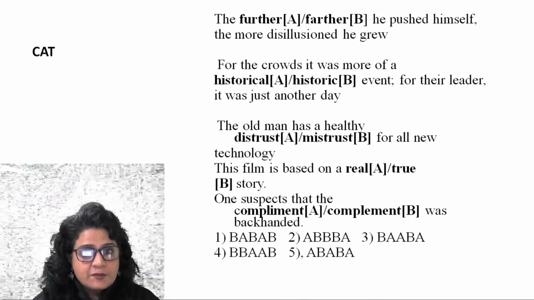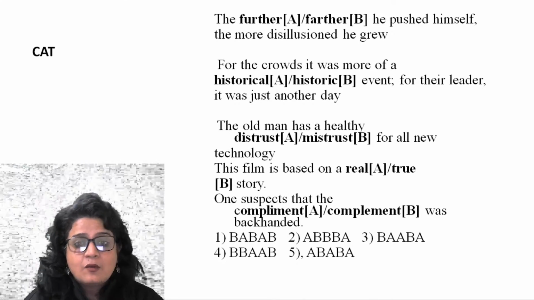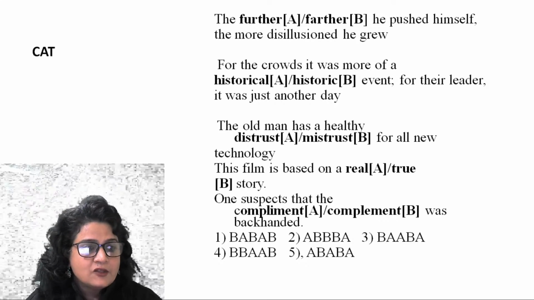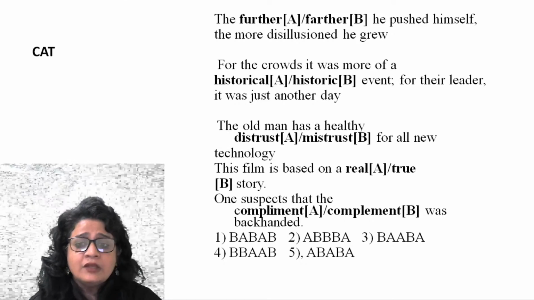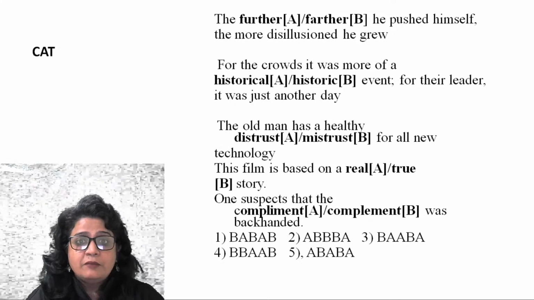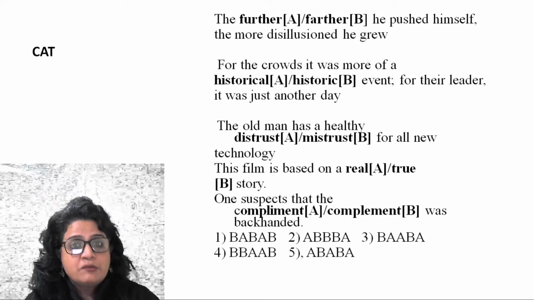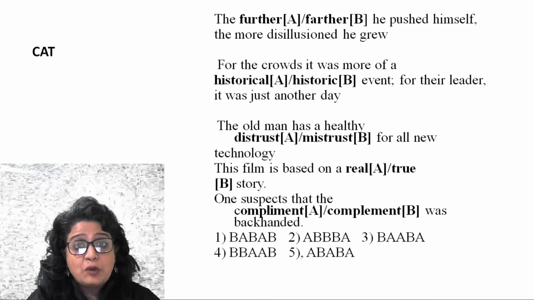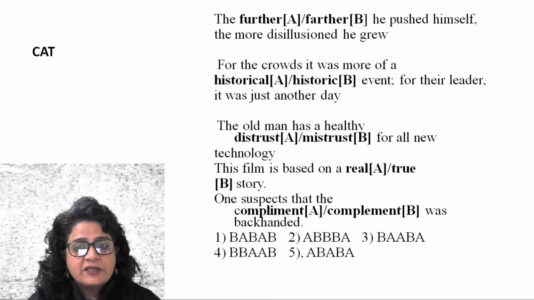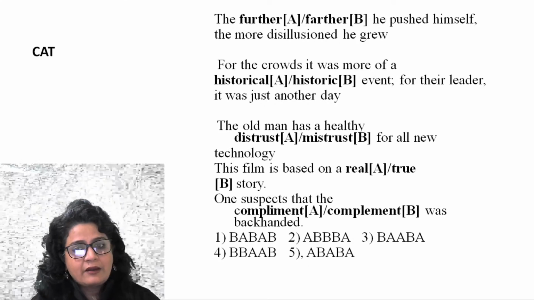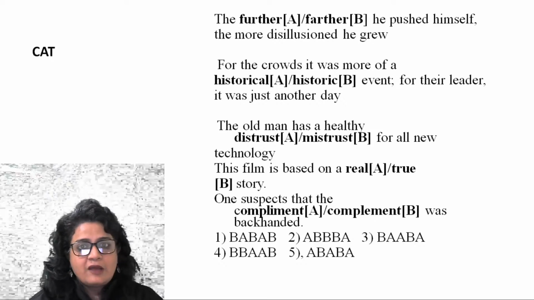Last, one suspects that the compliment was backhanded. Compliment with i and complement with e. The spelling is different, so is their meaning. Compliment, a pleasant remark, a positive remark when you appreciate someone. That is compliment. All right. So one suspects that the compliment was backhanded. So this is how you can come to your answer.